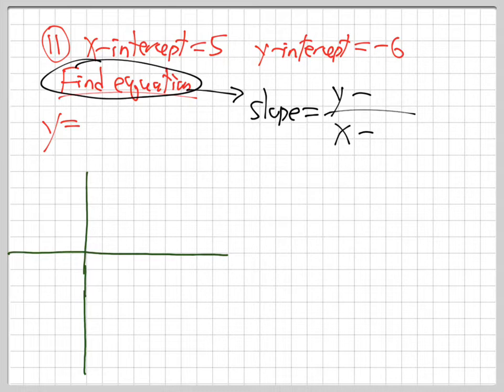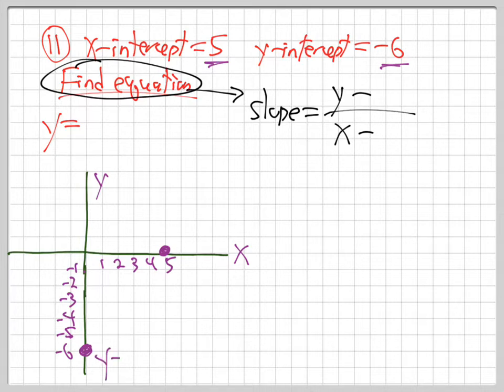If you were to do a little graph, okay, x-intercept 5, so 1, 2, 3, 4, 5. That's hitting the x-axis. That's an x-intercept of 5, isn't it? That's sitting on the x-axis at 5. And y-intercept -6, so -1, -2. This is the y-axis. -4, -5, -6. There it is. There's a y-intercept of -6. Everybody good with those two dots?